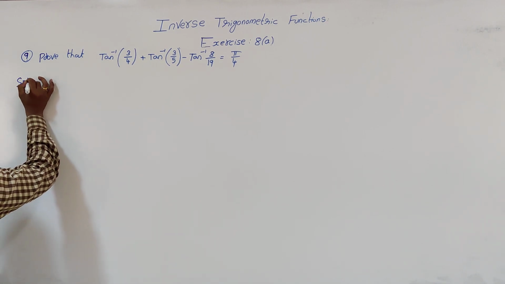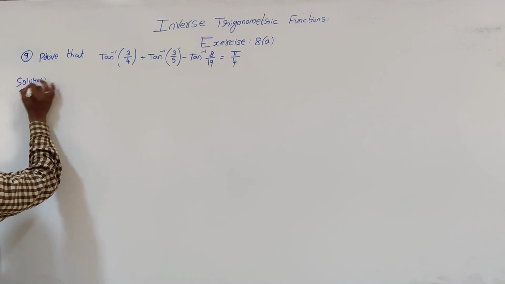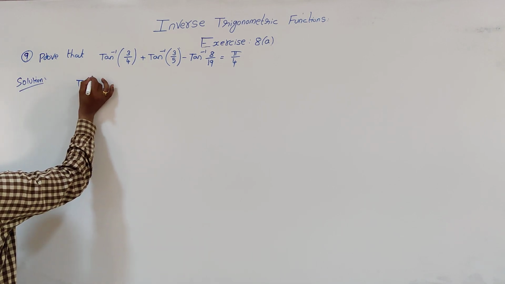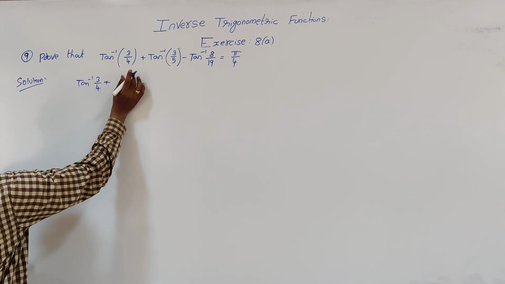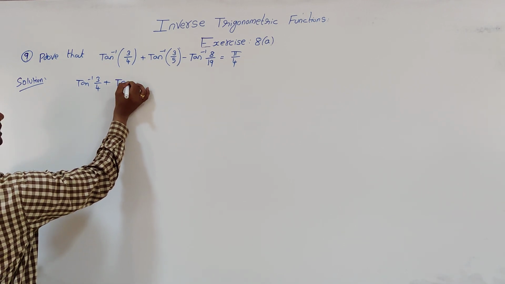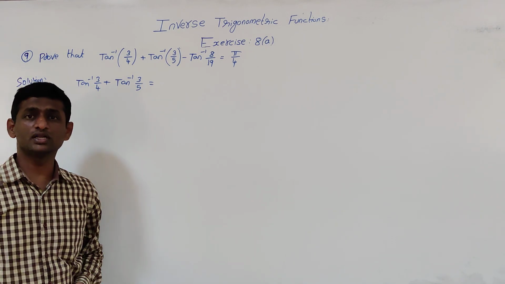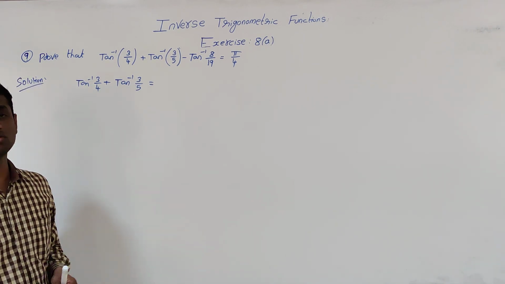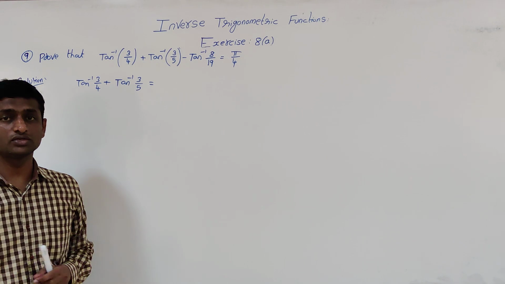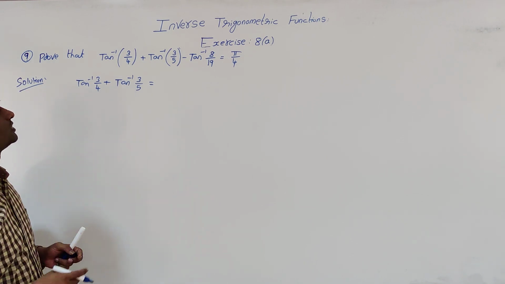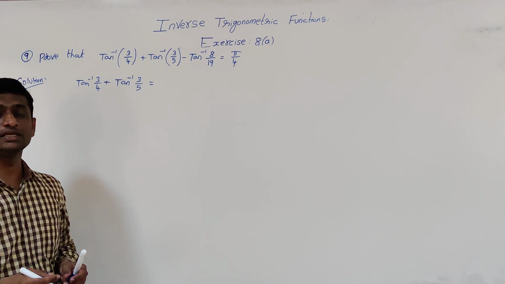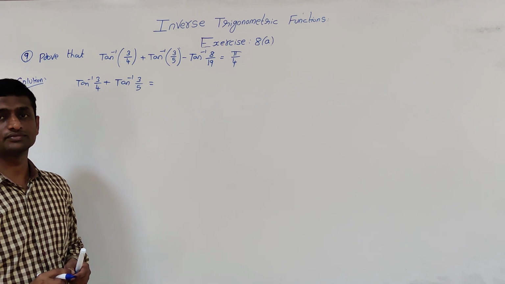So solution, tan inverse of 3 by 4. Let's simplify the first two terms. Tan inverse of 3 by 5. So 3 by 4 is a positive real number, means x is greater than 0. 3 by 5 is also greater than 0, and the product 3 by 4 into 3 by 5, that is 9 by 20, is a number which is less than 1.